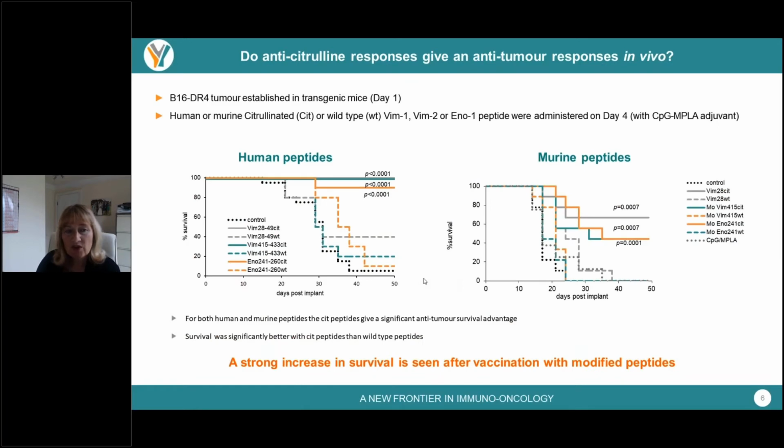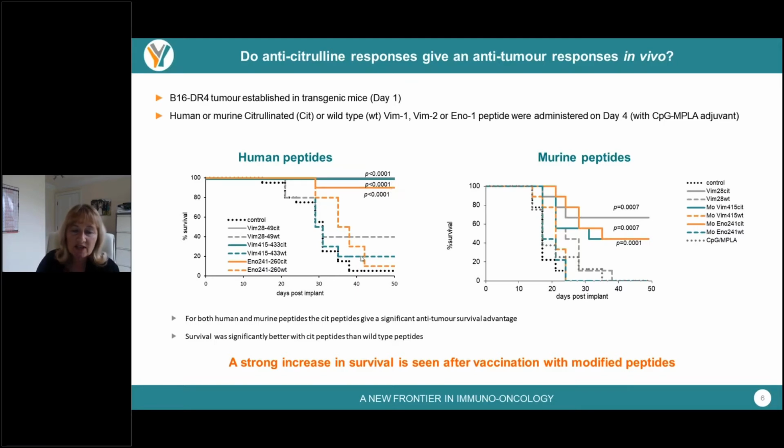So we went on then to see, in a similar model, could we see anti-tumor responses? So in this B16 DR4 HLA transgenic model, we give the tumor on day 1, and then 4 days later, we immunize either with the citrullinated or the wild type peptides. So you can see here when we immunize with the human citrullinated peptides, we're seeing extremely good survival in these mice. They completely reject all the tumor and the majority of the animals survive.